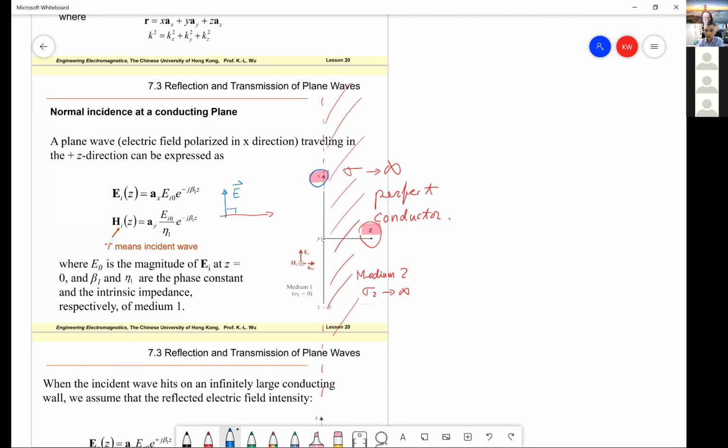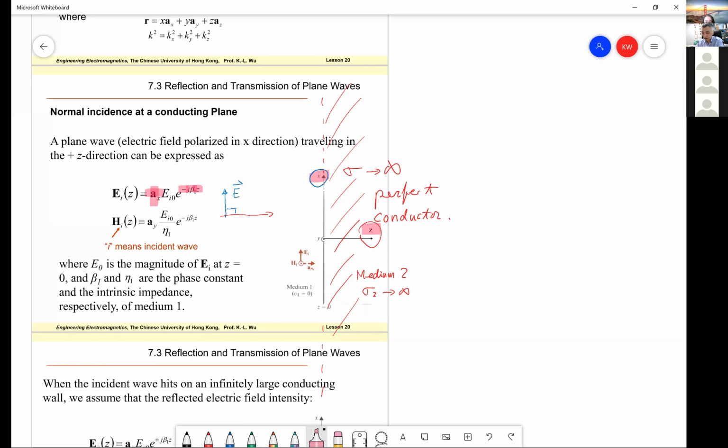Look, okay. This unit vector means describing the polarization direction, right? This is the polarization direction. Then how to describe propagating in the positive z direction? Minus beta z.